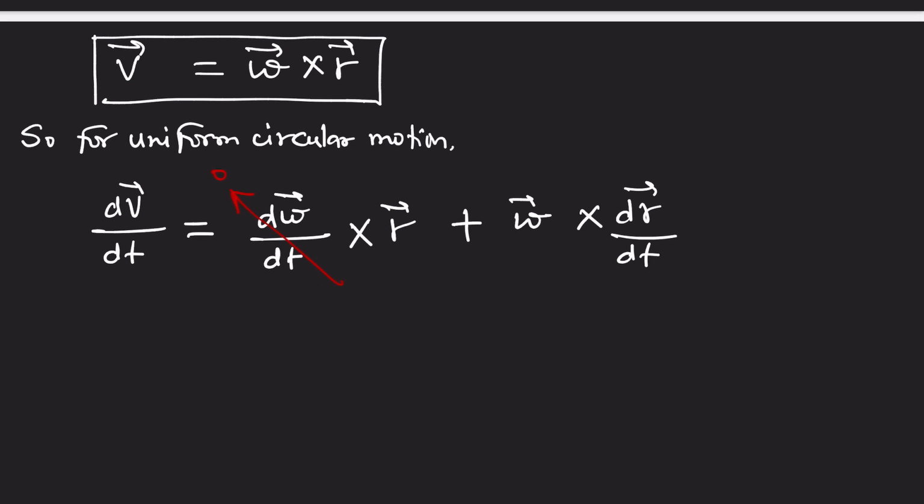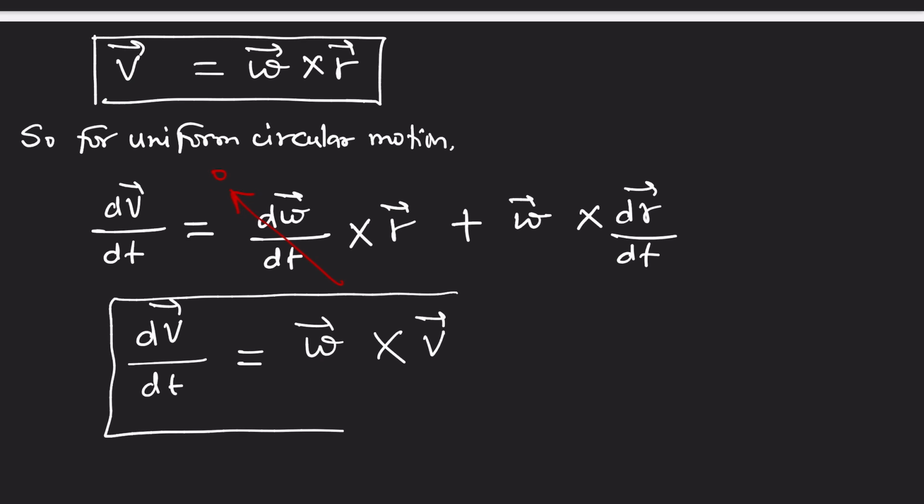So in that case, guys, we can say that dv by dt is equal to omega cross dr by dt, which is nothing but v, we can directly say. So omega cross v is equal to the acceleration value. That is omega cross v, omega cross v, okay. That is the case.